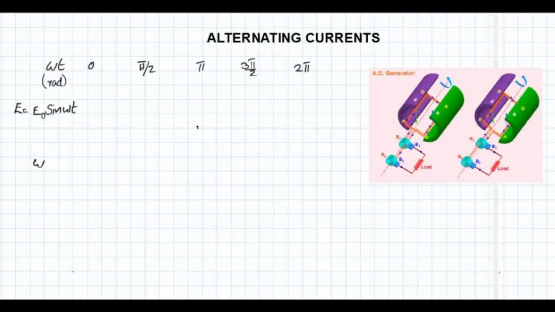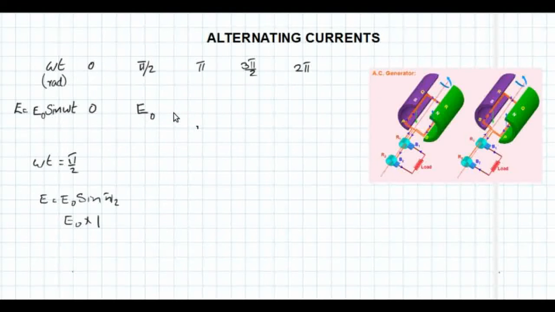When omega t is equal to 0, that is the first case, sin 0 is 0. Therefore E0 into 0 will be 0, so the value of E will be 0 when omega t is equal to 0. In the next case, omega t is equal to pi by 2. So E is E0 into sin pi by 2. We know pi by 2 is 90 degree and the value of sin 90 is 1. Therefore it is E0 into 1, so the value of E is E0.